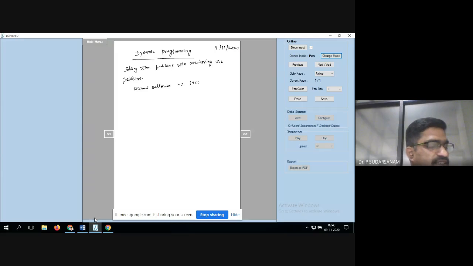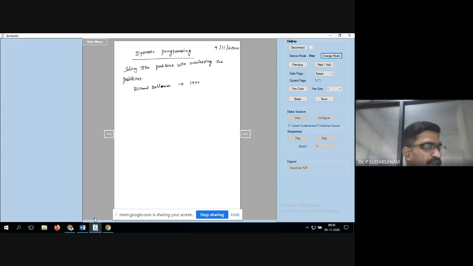Next, each smaller instance is solved only once. So any smaller problem will be solved only once. Additional space is used to save the values, so additional space is required. All the values we are storing, and we are making the given problems into smaller instances, dividing into smaller problems. That is what dynamic programming is.